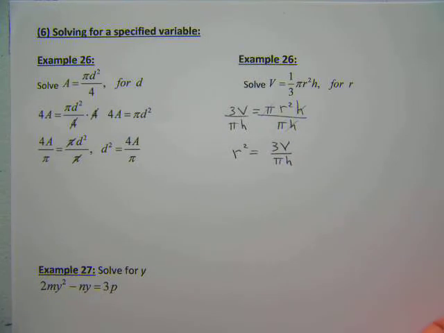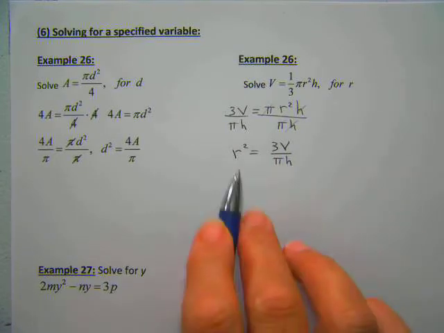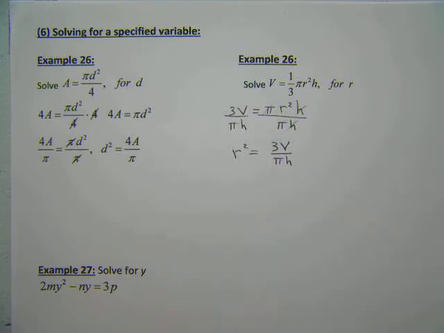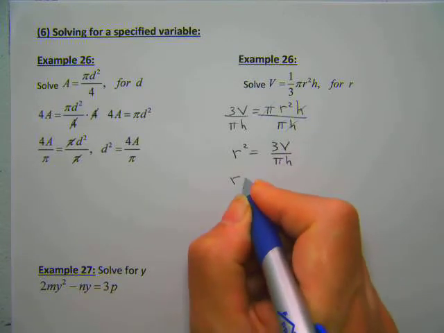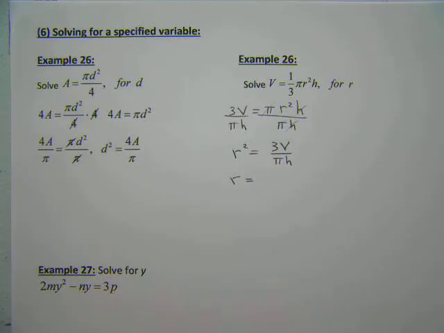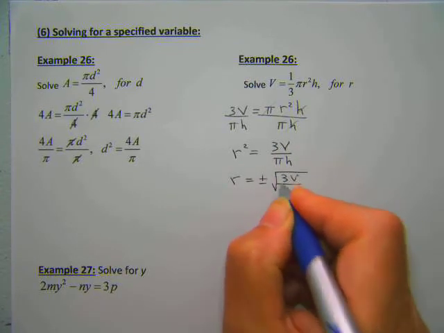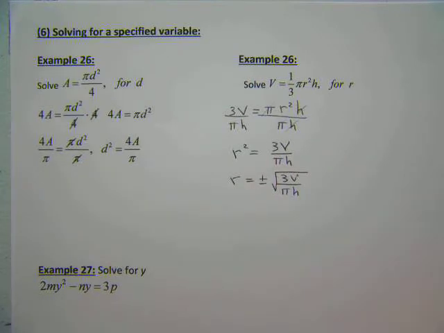Now it's really important to remember all the methods we worked on and all the things we talked about. Here it is. Now I have r squared equals something. So if you remember, our square root property tells me that whatever variable is squared is always equal to plus or minus the square root of 3V over pi h. And that's absolutely not simplified.